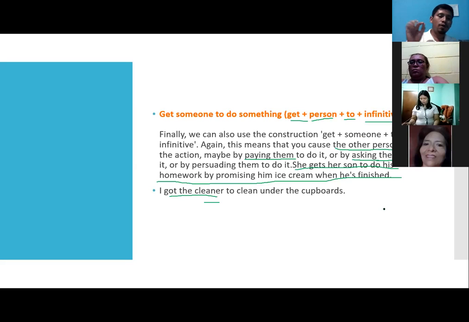But the thing is the purpose of the sentence, okay? In that way, we can use the infinitive if we want to specify who did the action, or we can use the past participle when we do not want to specify who did the action. I don't know if that explanation is clear.